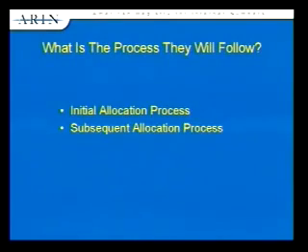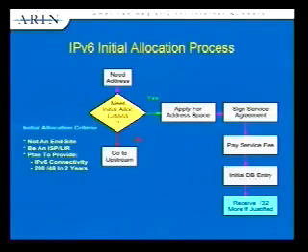So how does it happen? How do you get an initial allocation? Most of you, at least in theory, are ISPs. So if you wanted v6 address space, you would go to a registry and you would get it, just like you do with v4. And this is the process that happens.